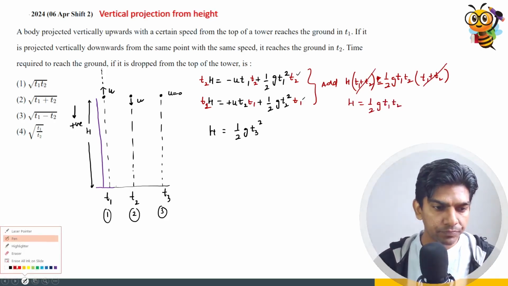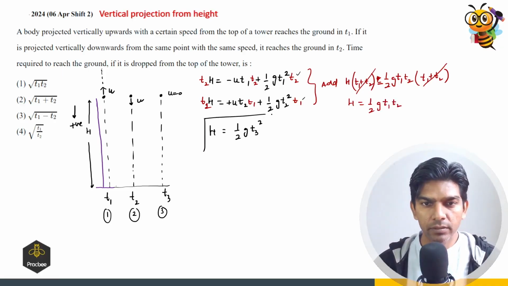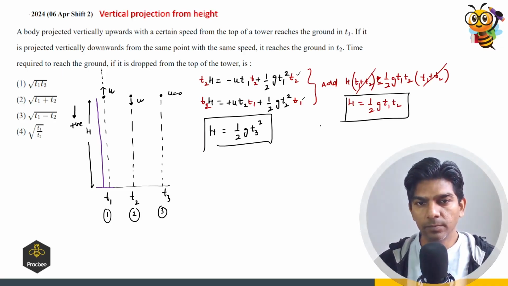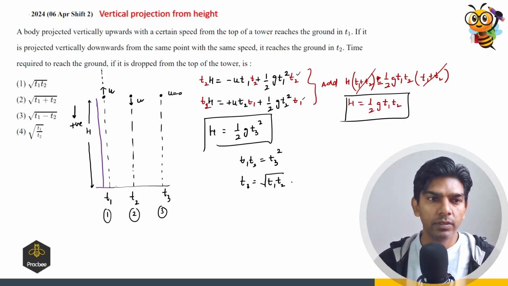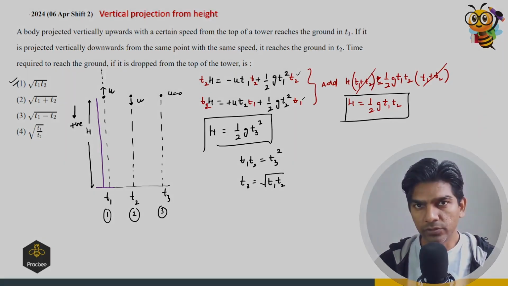Now compare this equation with the third equation. Then t1 t2 comes out to be equal to t3 square. So t3 is nothing but the geometric mean of t1 and t2. So option 1 is the right answer. You can even remember this result.